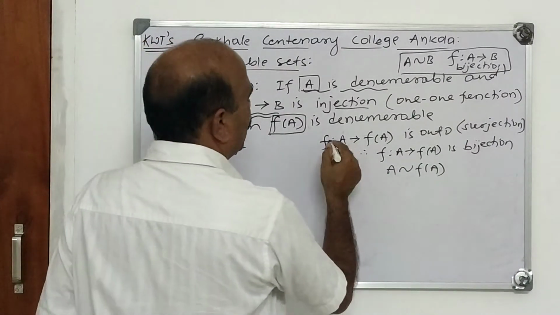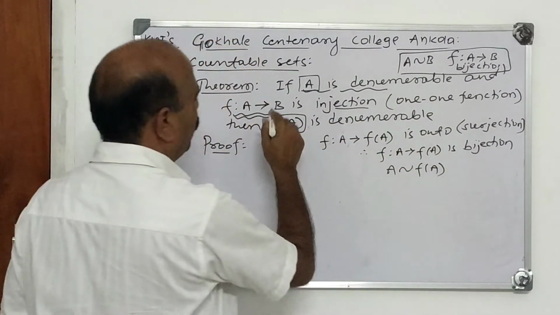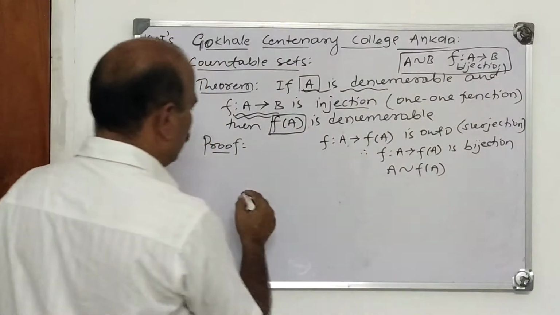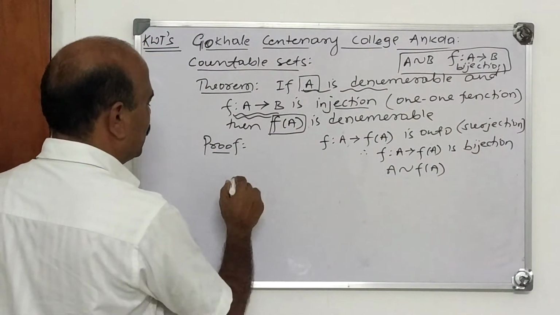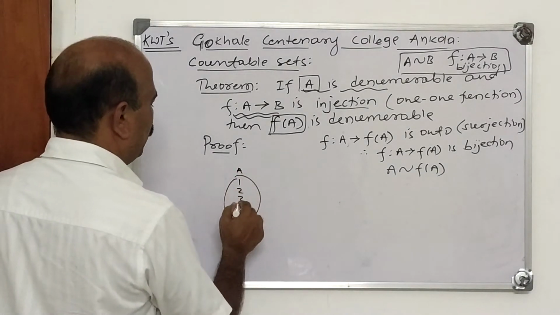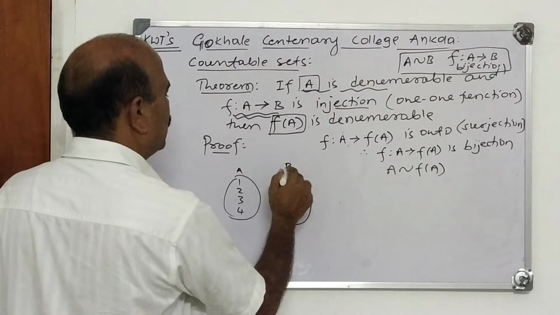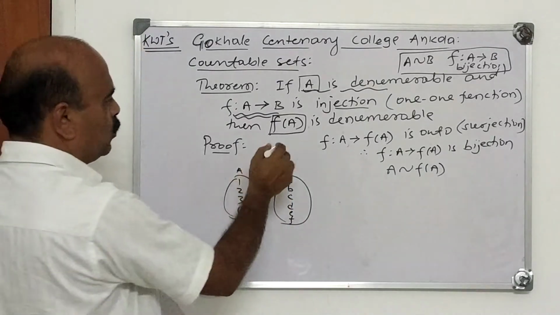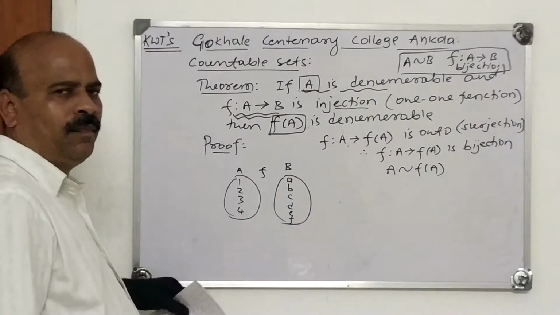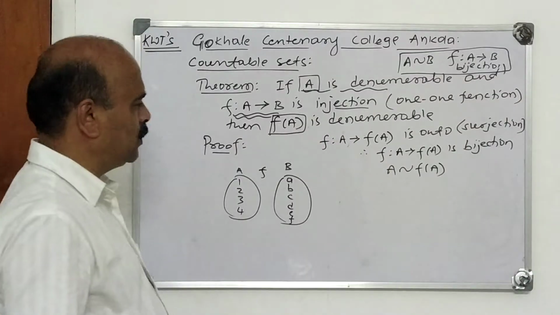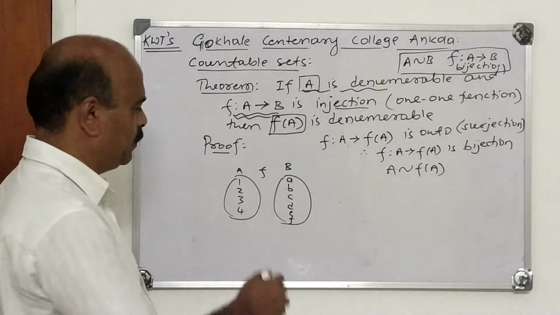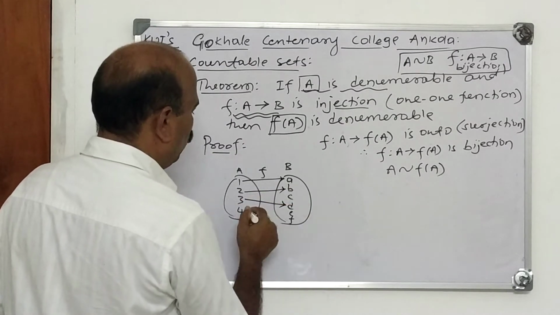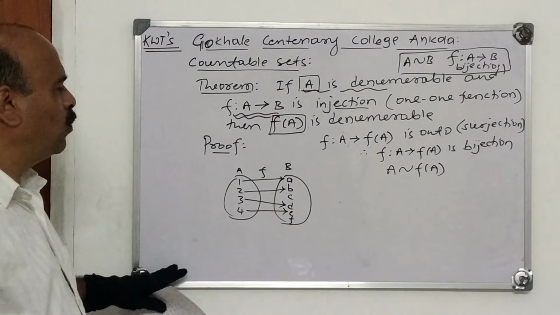The important thing is, if f from A to B is injection, that is 1-1, then f from A to f of A is onto. I take some diagrammatic representation. Simple example. Suppose A is {1, 2, 3, 4} and B is {a, b, c, d, e, f}. f from A to B is a function that is 1-1. What do you mean by 1-1? In the broad sense, 1-1 means different elements have different images. Therefore, I take 1 is related with a, 2 with b, 3 with d, 4 with e. Then it is strictly 1-1.